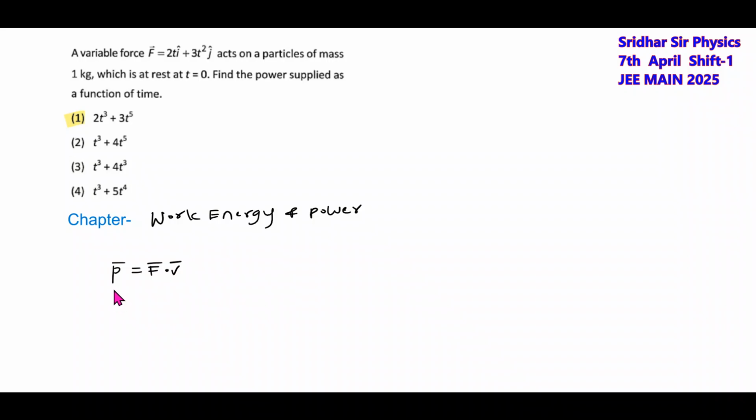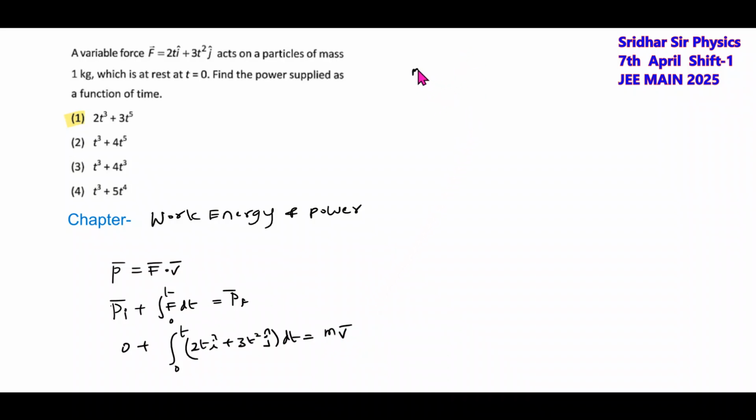I know the change in momentum, because initially the particle is at rest. So the initial momentum plus the integral of F dt from 0 to t should be equal to the final momentum vector. Initial momentum is 0. The integral from 0 to t of 2t i cap plus 3t square j cap dt is equal to m v bar.